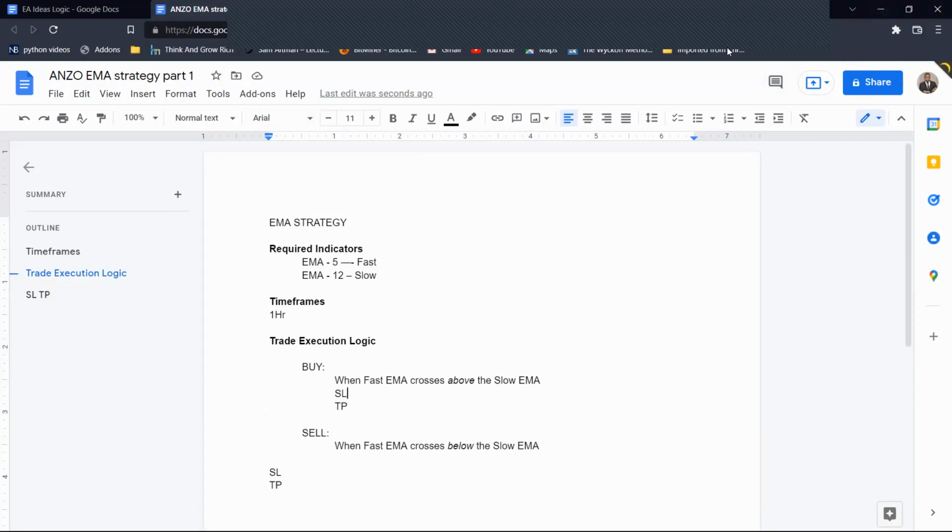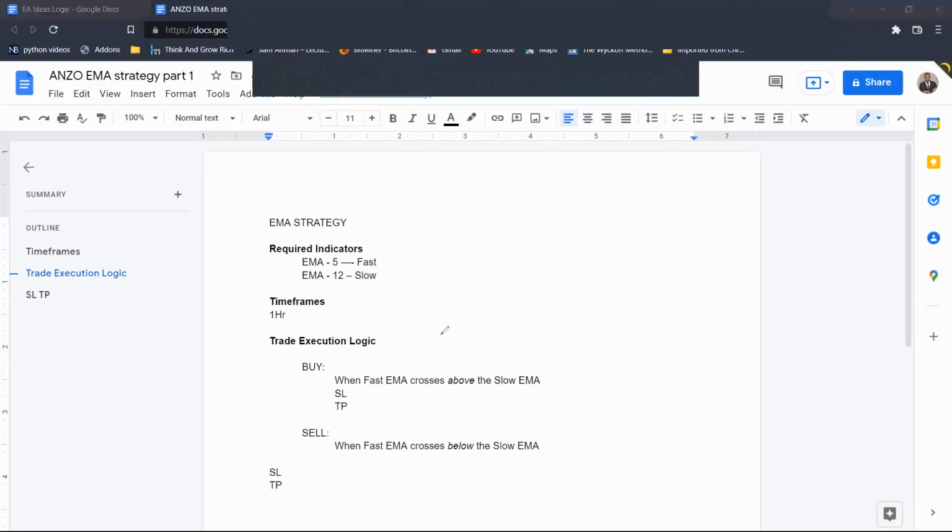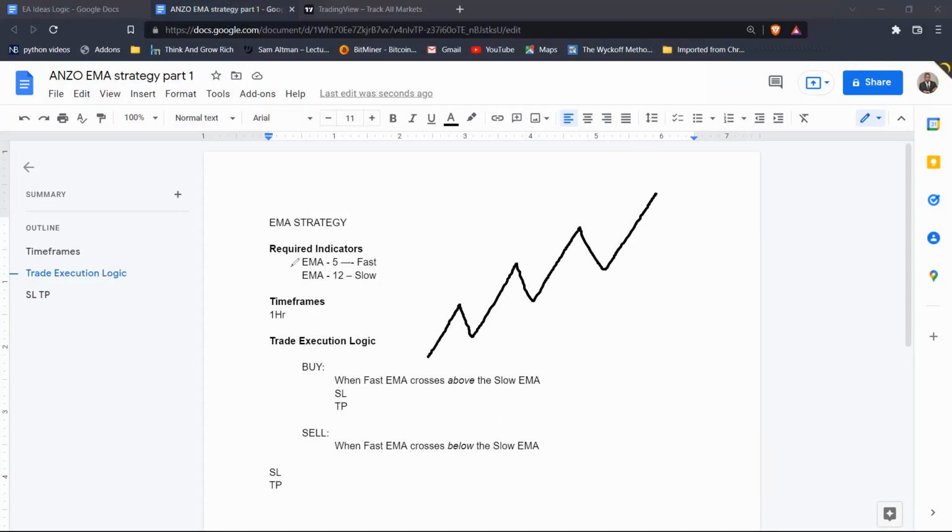So let me draw on my screen. Now, if price is moving like this in an uptrend, and let's say the price was coming from a previous downtrend, and we had the 5-period moving average. In this case, let me make the 5-period moving average yellow. So the yellow EMA will be moving something like this with price.